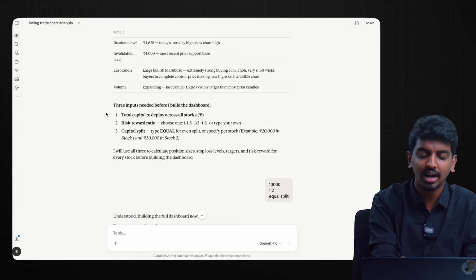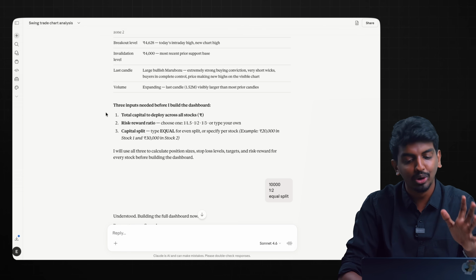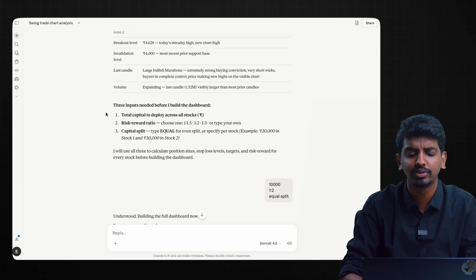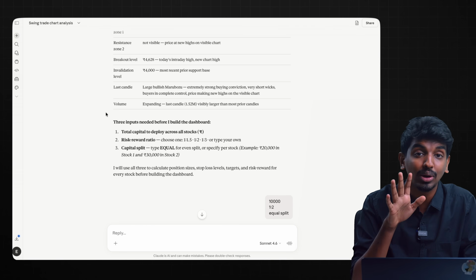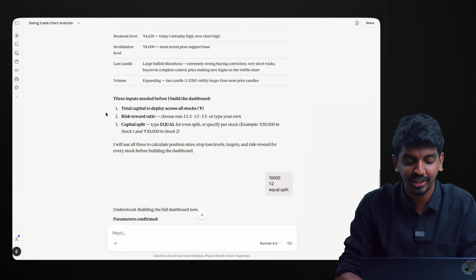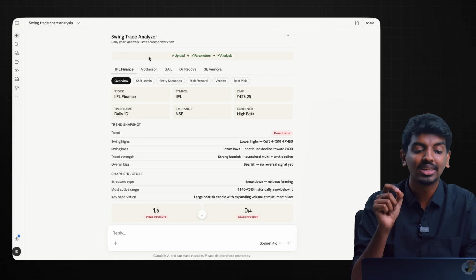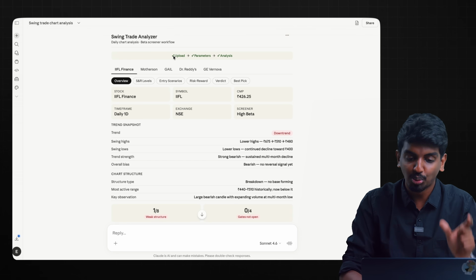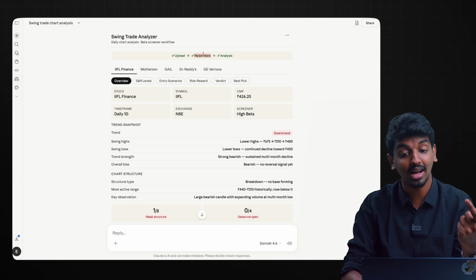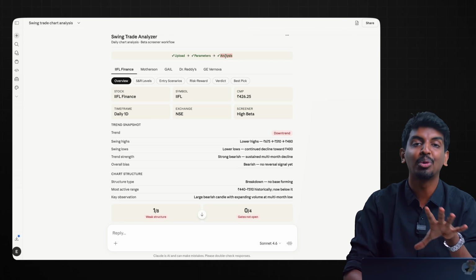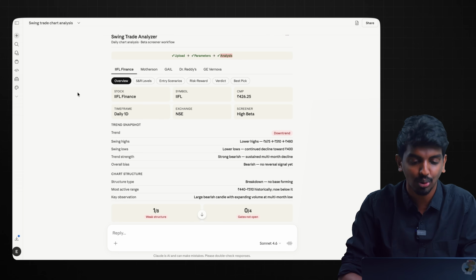So I've given an example here. I'm going to put 10,000 rupees across all of these stocks. Risk to reward ratio of 1:2 and an equal split in capital is what I've given here. After nearly 5 minutes, you will get the swing trade analyzer dashboard. So what all are done? Upload of the screenshots is done. The parameters it has asked you for is also done. And right now the analysis of each of the stocks is also done.